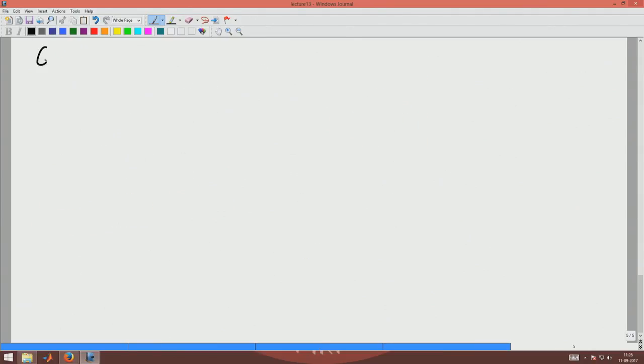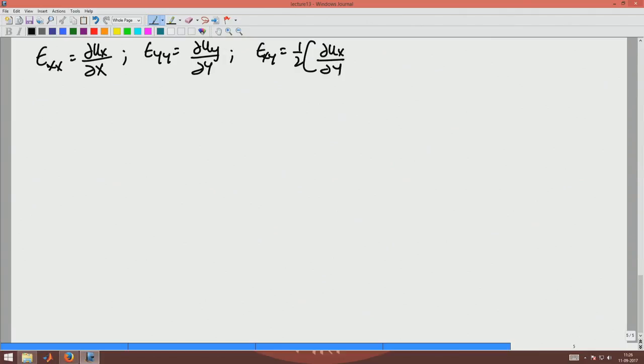I have epsilon xx as dou ux by dou x, I have epsilon yy as dou uy by dou y, and I have epsilon xy as 1 half (dou ux by dou y plus dou uy by dou x).